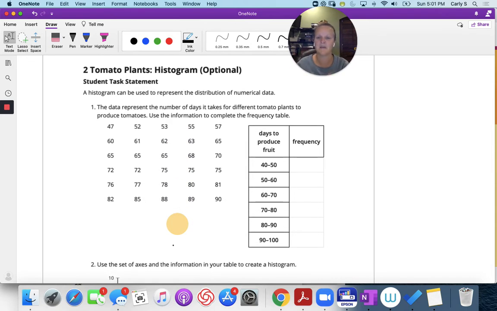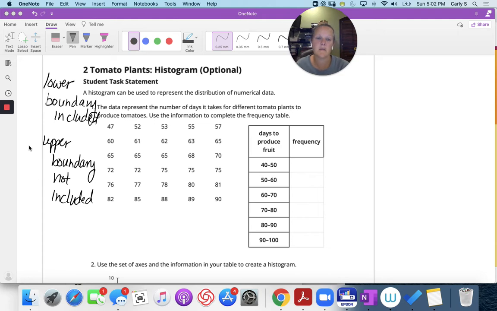All right, we're going to create some things. All right, so I made a note here, and we'll talk about that note in just a second. So let's read our instructions. A histogram can be used to represent the distribution of numerical data. The data represent the number of days it takes for different tomato plants to produce tomatoes. Use the information to complete the frequency table. All right, so frequency means how many times it occurs. So we are going to put all of this data into this frequency table.